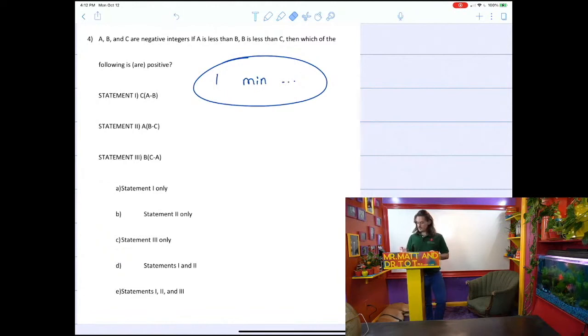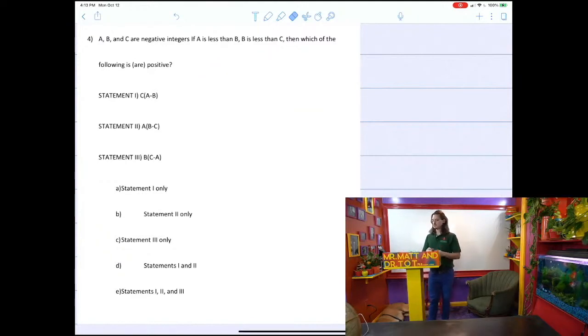Okay, so for number 4, now they changed: A, B, and C are negative integers. And if A is less than B, which is less than C, then which of the following is or are positive? So what makes this especially tricky is that, remember, negative numbers are the opposite of what you would conventionally think of in how numbers compare to each other. With negative numbers, the higher the magnitude, the less the value.